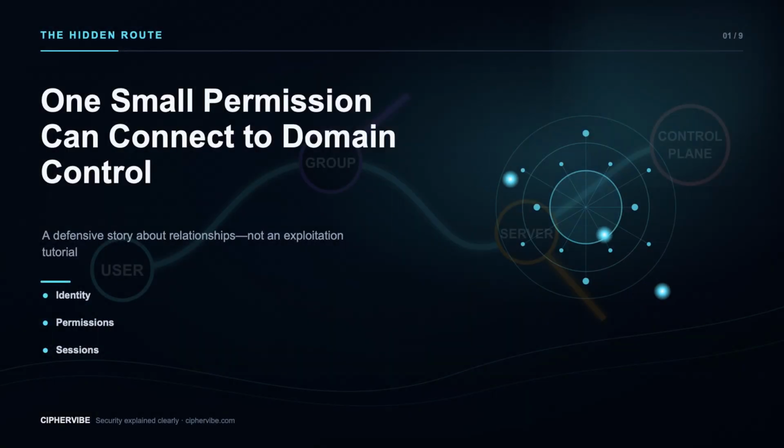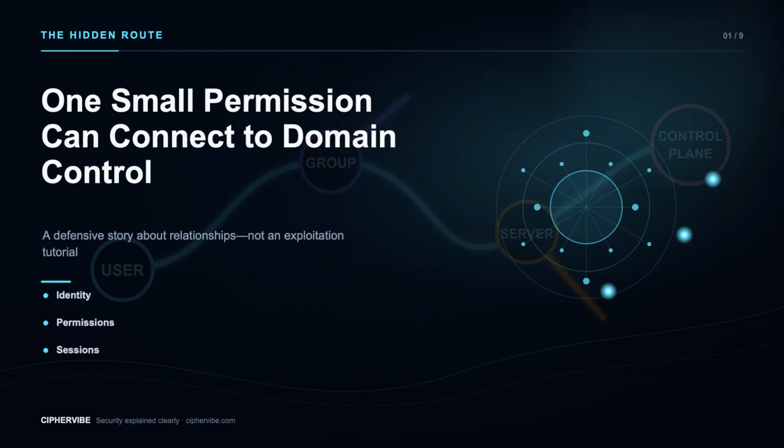A normal support account cannot administer a domain controller. But imagine that it can manage a forgotten group. That group controls a management server. A privileged administrator also uses that server. Those facts can form one dangerous route.